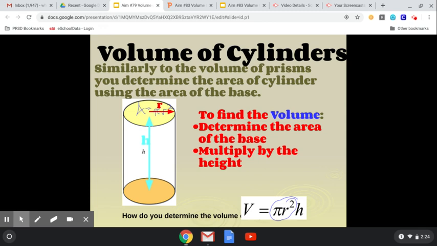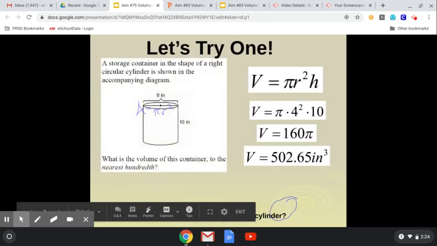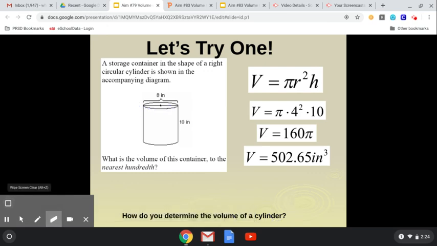Get your calculators ready. It'll be a pretty straightforward, pretty standard one. Take a look at the following. I gotta keep remembering to get rid of my writing. Okay, a storage container in the shape of a right cylinder is shown in the diagram below. What is the volume of this container to the nearest hundredth? Now, to the right, you already see all my answers all played out.